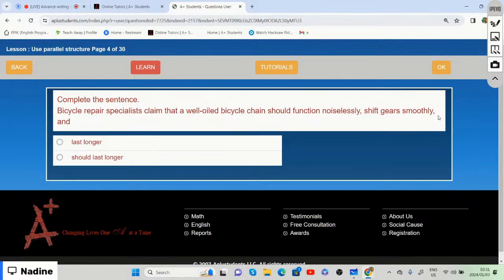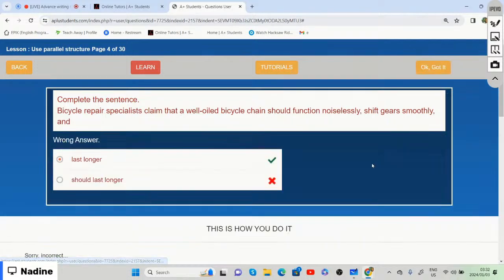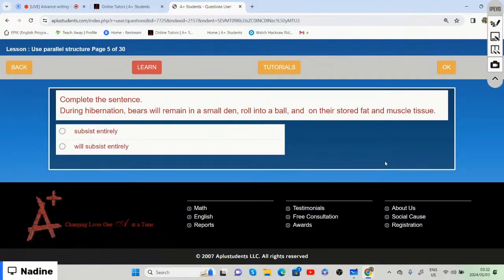So we can then say the bicycle repair specialists claim that a well-oiled bicycle chain should function noiselessly, shift gears smoothly, and last long. Let's go with "and last long." So it's just "and last long." We don't have to say "should last long."